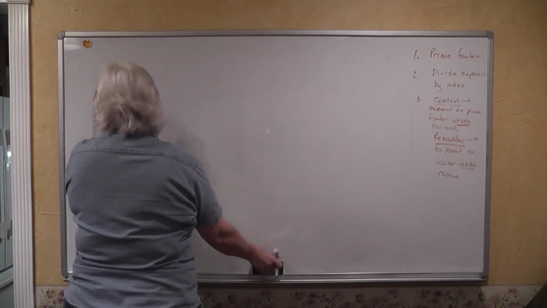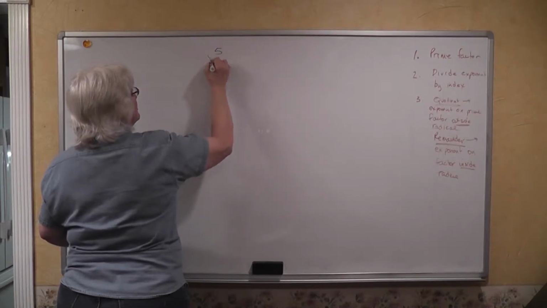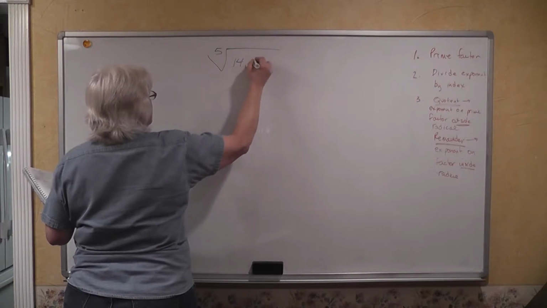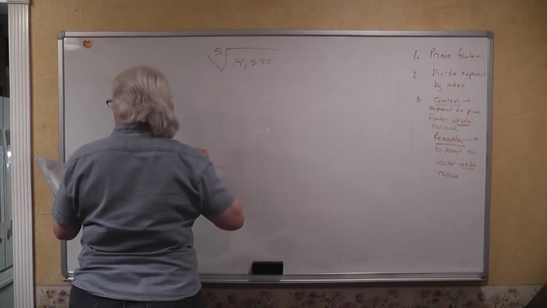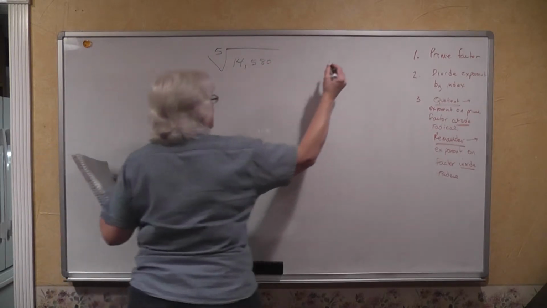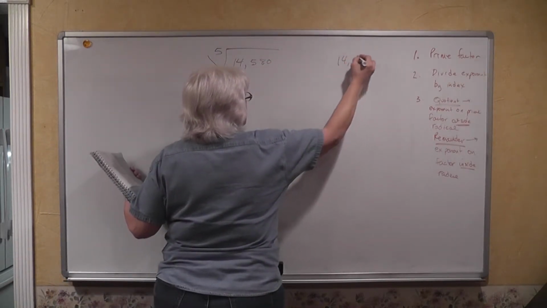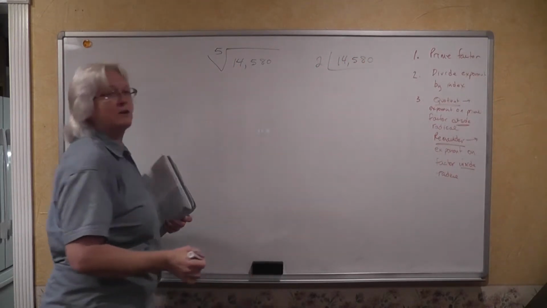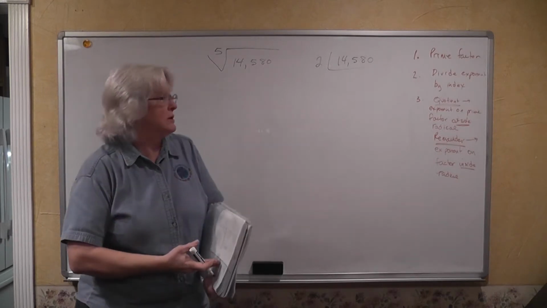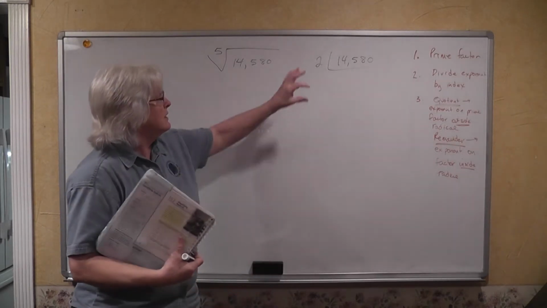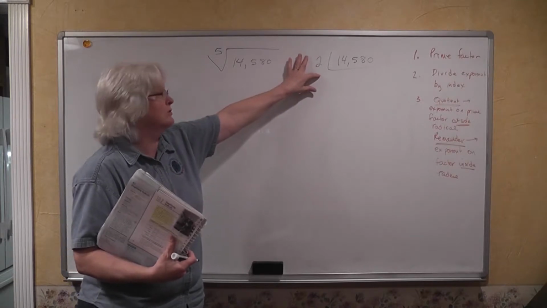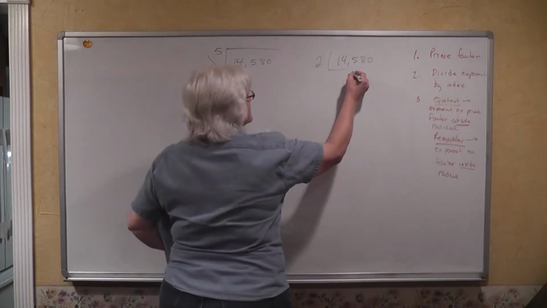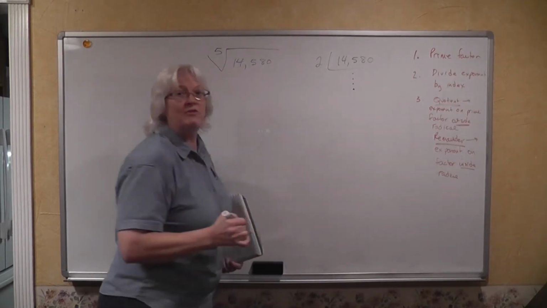What they're asking you to do is to find the 5th root of this ginormous number, 14,580. And they went ahead and used upside down division or ladder division to find the prime factored form of 14,580. You can also use a factor tree. Keep dividing by 2 until you cannot divide by 2 any longer, then move to the next prime number. This is not a class on prime factoring.